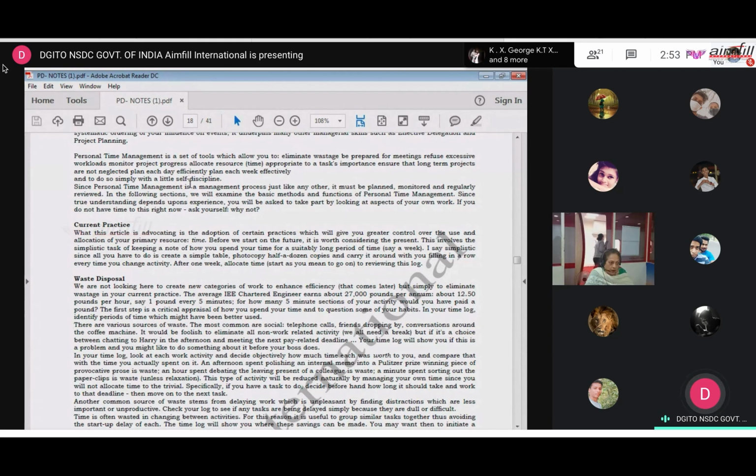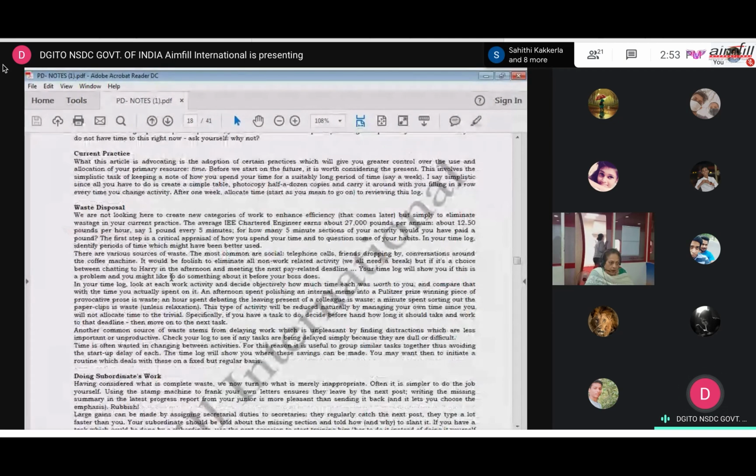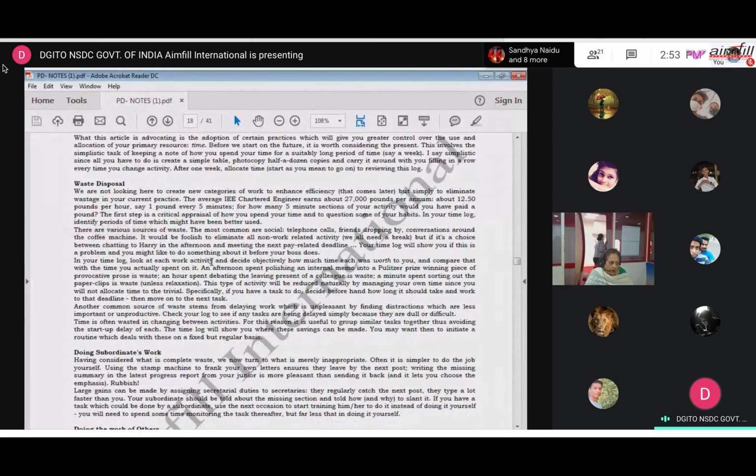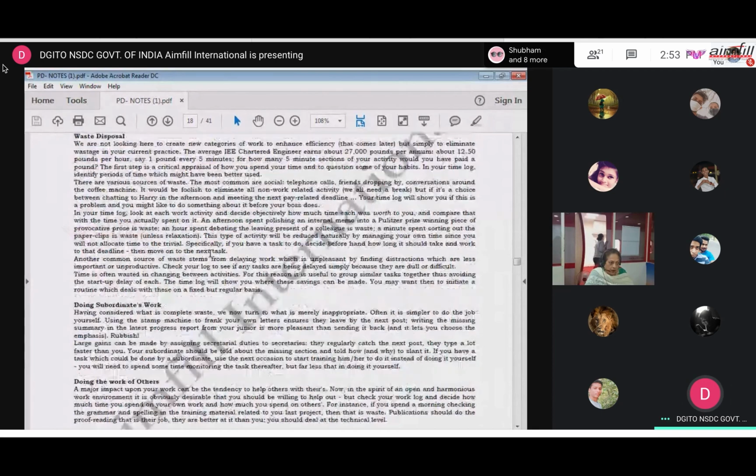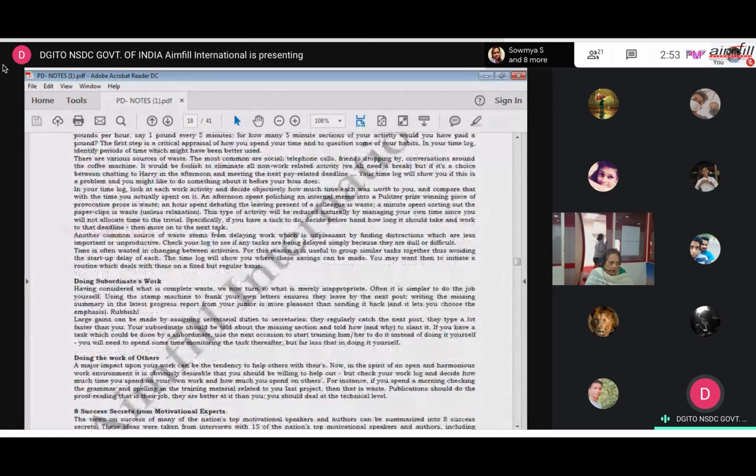So basic methods of function of personal time. Number 1, current practice, allocation of time. Find out where you're going to allocate your time. What are you going to use it for? Before starting on the future, consider the present. Don't think I'll do this, but see what you are supposed to do at this time. Think of the present first. Future comes in later.